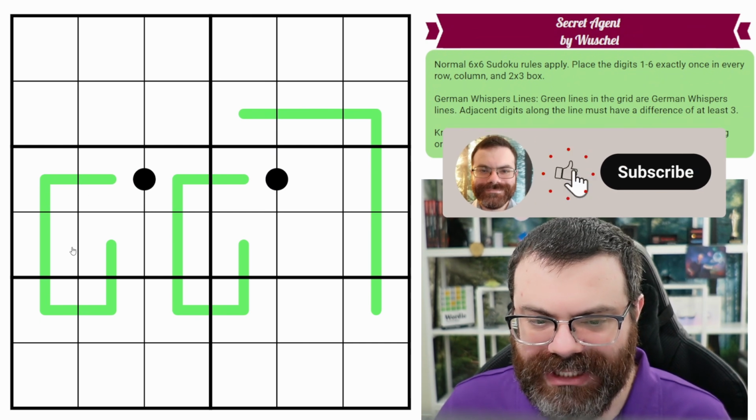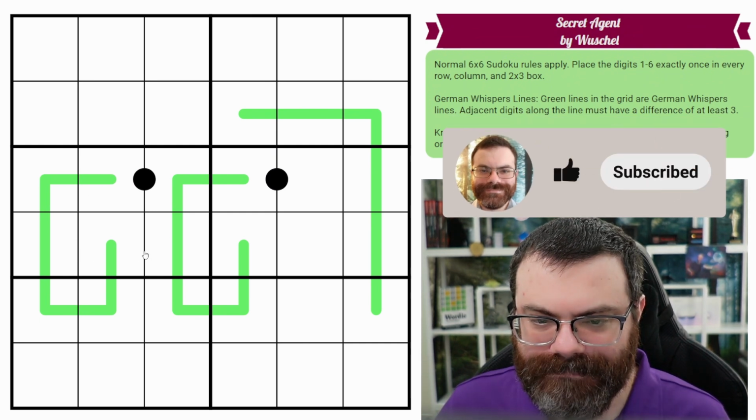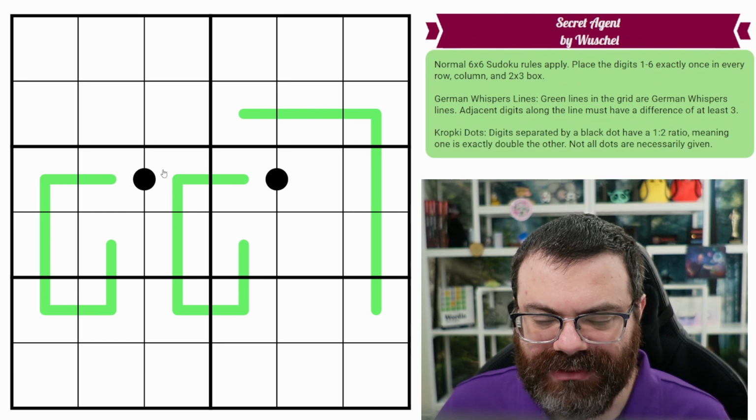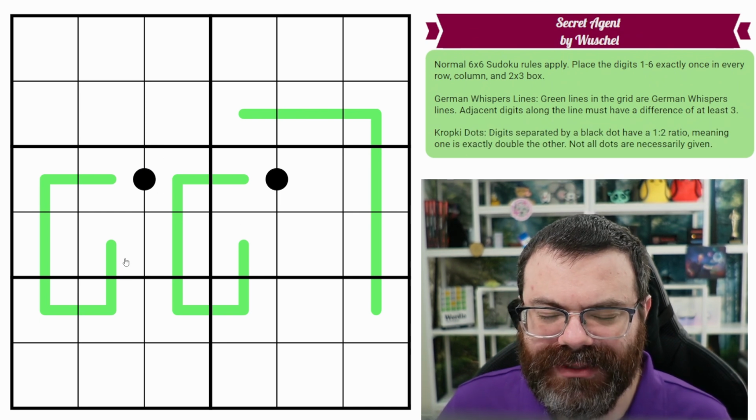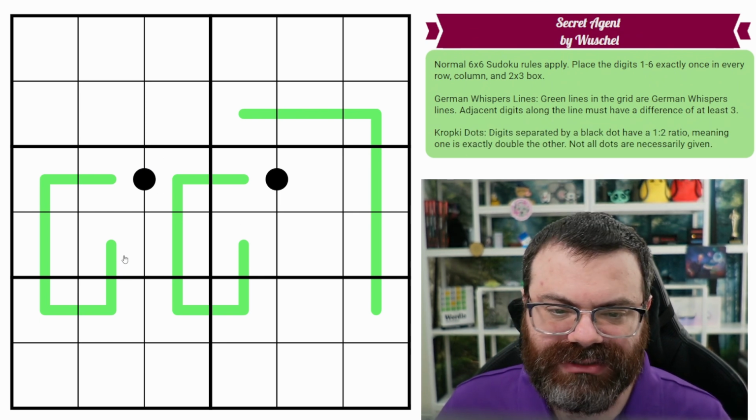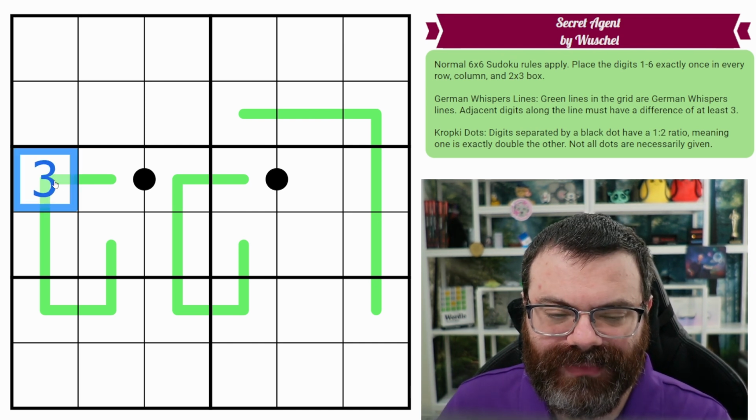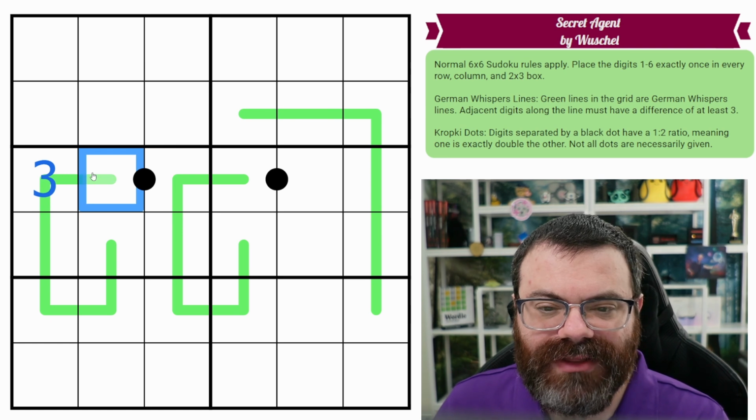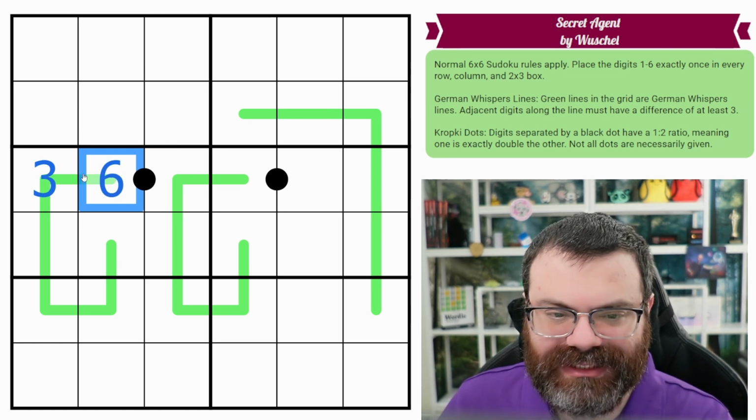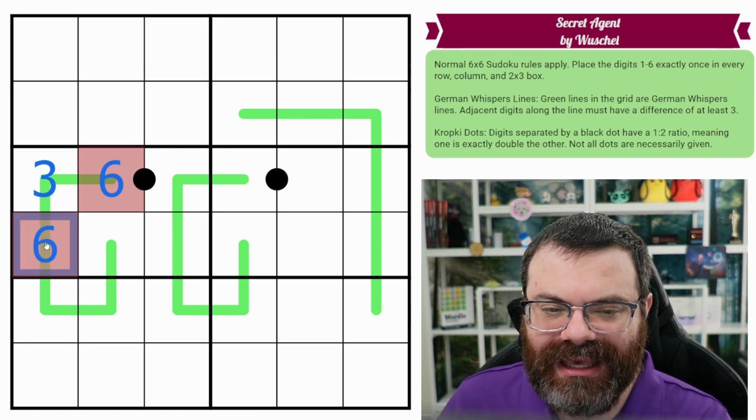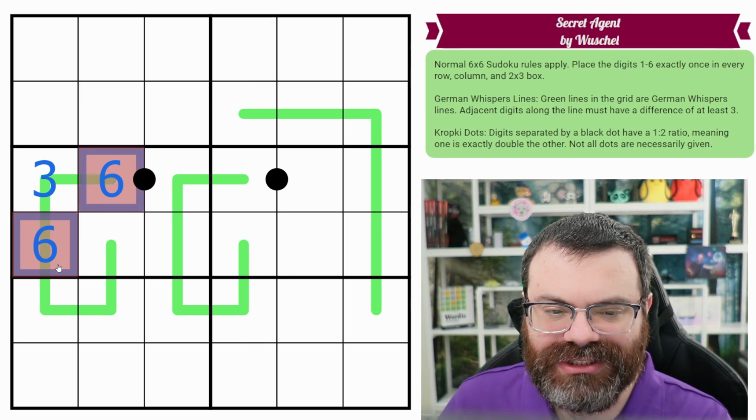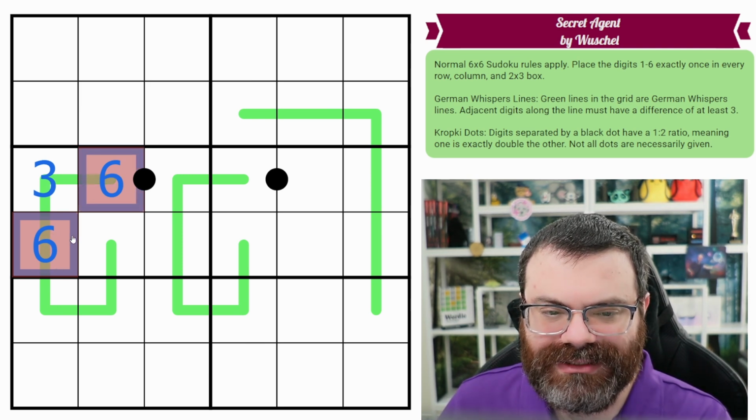Okay, how should we get started? So when it comes to German whisper lines, the digits you want to think about first are 3 and 4. So think about this. Let's say I put a 3 here. What goes next to a 3? Well, the only digit that can go next to a 3 is a 6, which means this would have to be a 6 and this would have to be a 6. And these two cells see each other, so they're not allowed to repeat the 6.